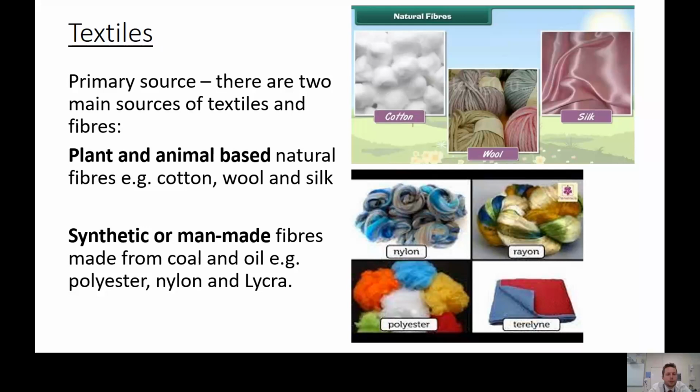Okay, so that draws to a close today's lesson. We've looked at the primary sources of common materials used in design and technology. We've looked at timbers, metals, plastics, and textiles. We've looked at where they come from, what's the primary source, and then we've briefly looked at how they are processed or converted into workable materials, which we'll move on to in a bit more detail going forward.